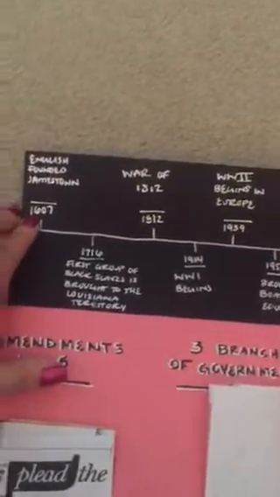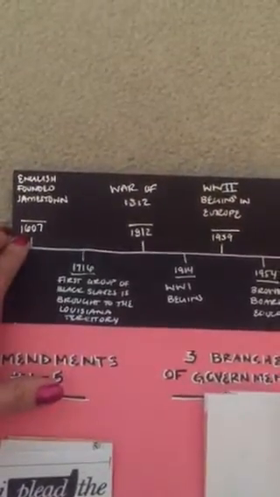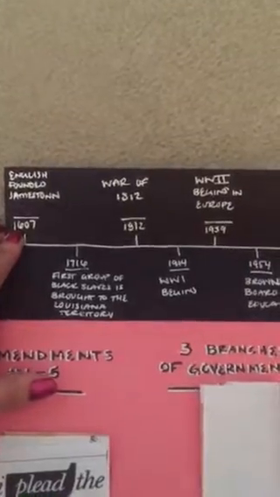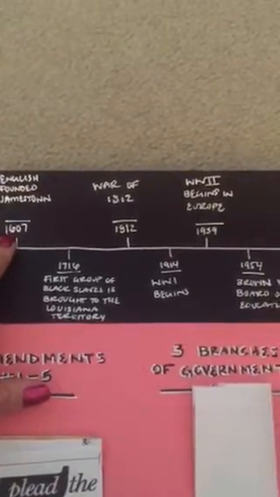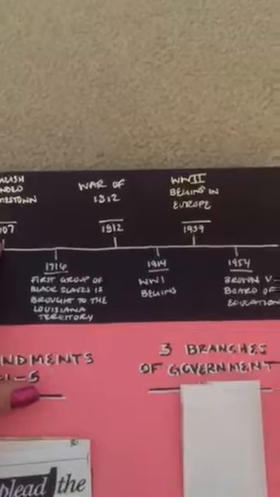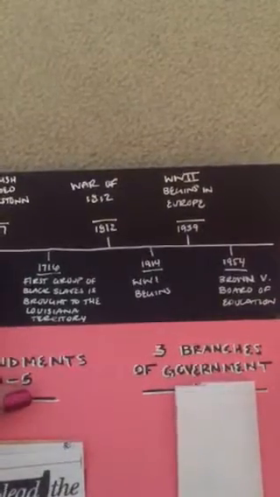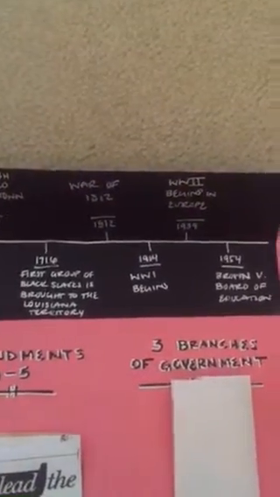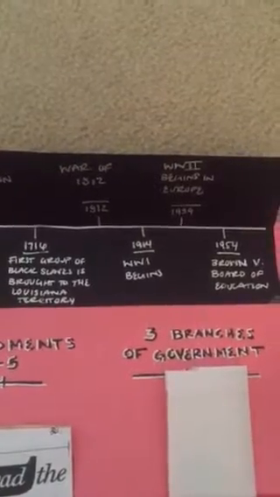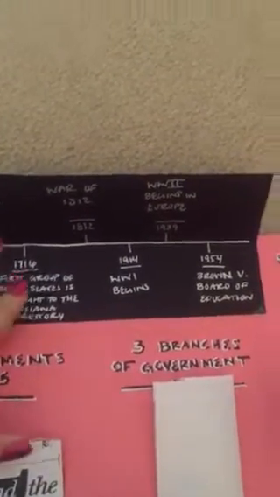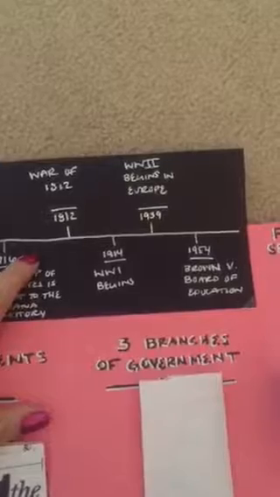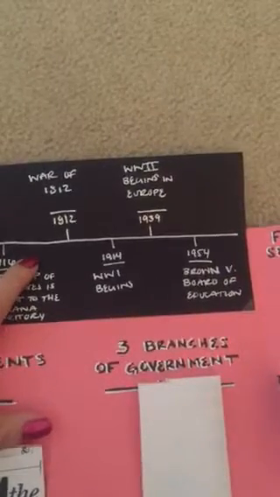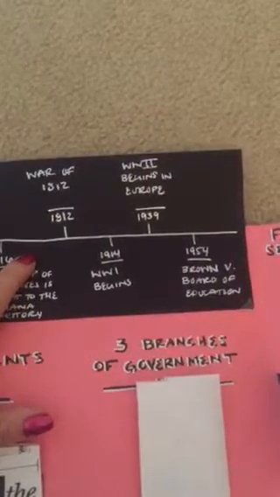And then up top we have some interesting facts about the U.S. So in 1607, the English founded Jamestown. In 1716, the first group of black slaves is brought to the Louisiana Territory. In 1812, that's when the War of 1812 happened. In 1914, World War I begins. In 1939, World War II begins in Europe, and in 1954, Brown versus Board of Education happened.